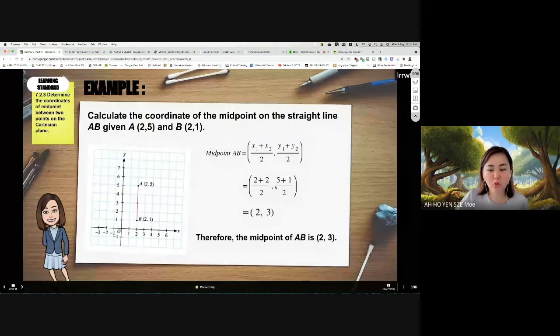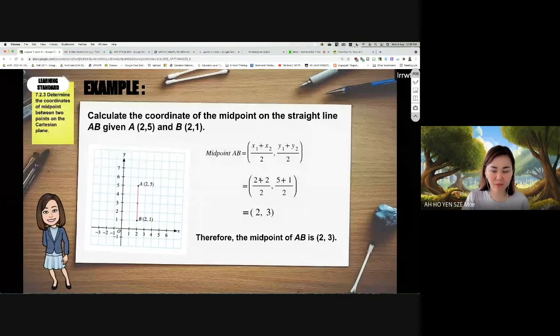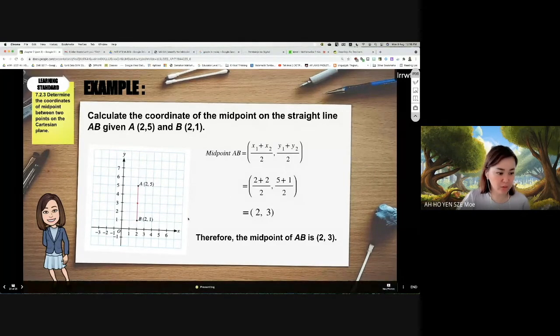But you have to show your working, show your formula. Make sure you don't directly give the answer 2, 3. Show your working, which lets the markers know that you used the formula and substituted the values correctly, which is x1 plus x2 divided by 2, y1 plus y2 divided by 2. Okay, you must show the working steps. So don't go straight to the answer.